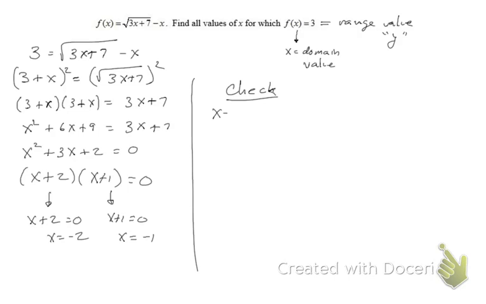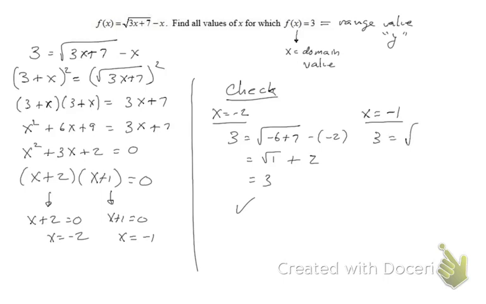When I do that, for x equals negative 2, I'll get 3 is equal to the square root of 3 times negative 2, which is negative 6, minus the value of x, negative 2. Negative 6 plus 7 is 1, square root of 1 plus 2, and that's going to equal 3. So x equals negative 2 will check. I also need to check x equals negative 1.